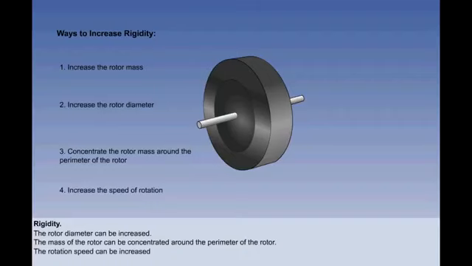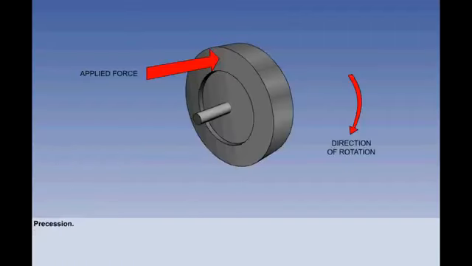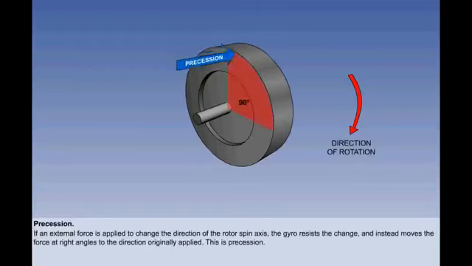The second property is precession. Let's follow the definition carefully. It is important to understand the effect of precession when we consider gyros. If an external force is applied to change the direction of the rotor spin axis, the gyro resists the change, and instead moves the force at right angles to the direction originally applied. This is precession.